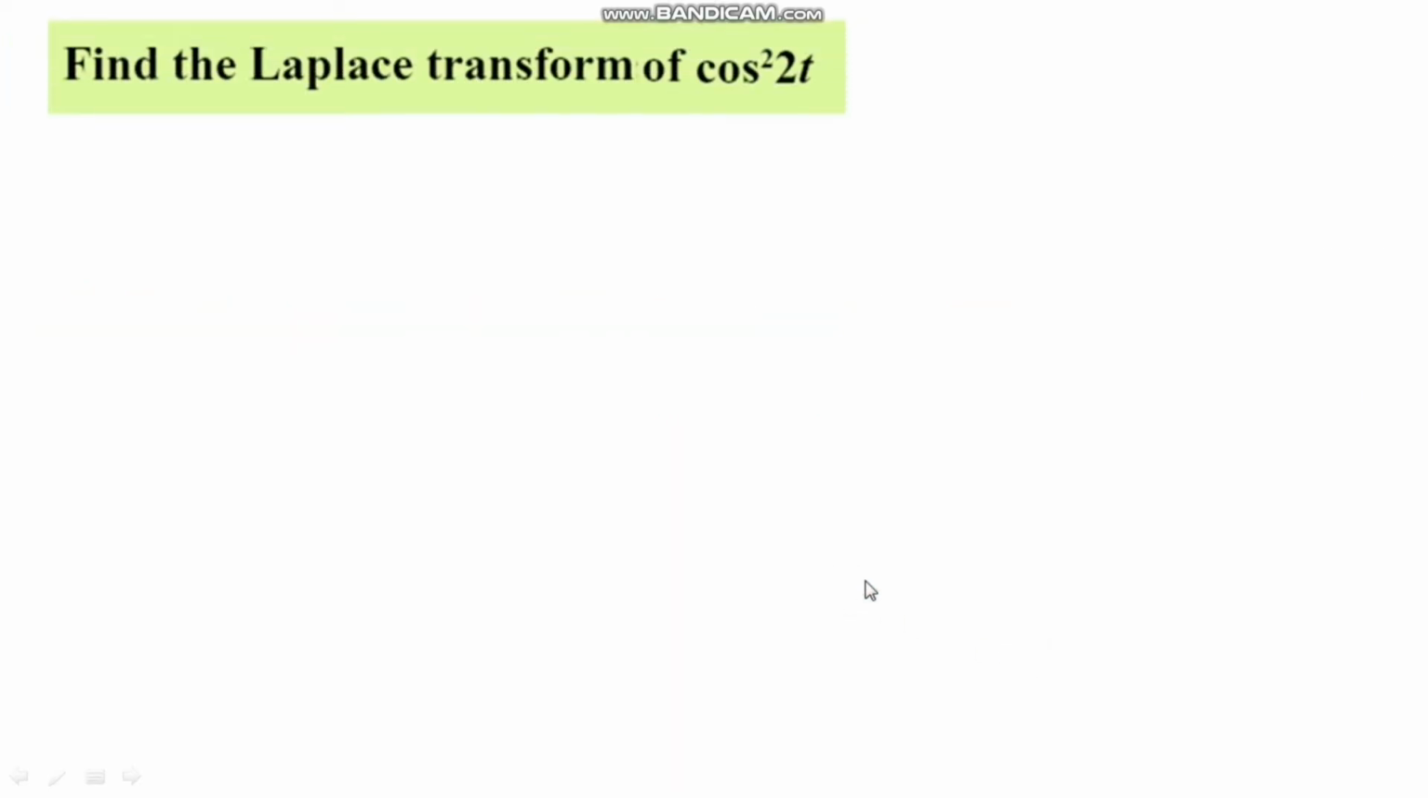Next question. Find the Laplace transform of the function cosine square 2t. We cannot apply the Laplace transform to this function directly, since it is in the form of cosine 2t into cosine 2t. Now cosine square 2t can be treated as f of t.